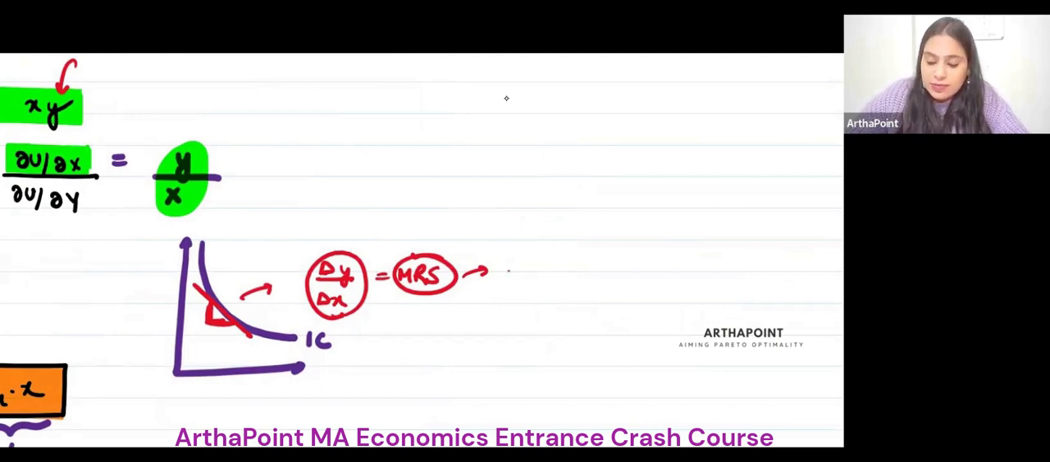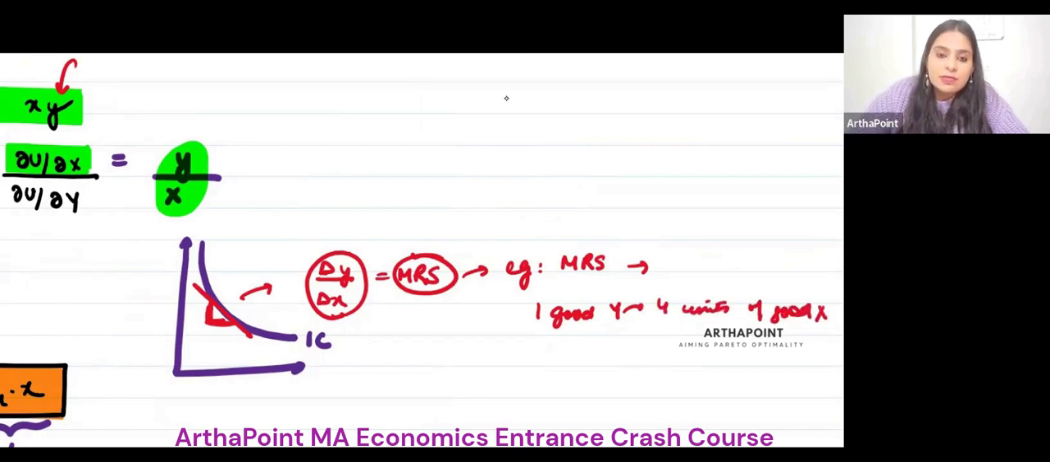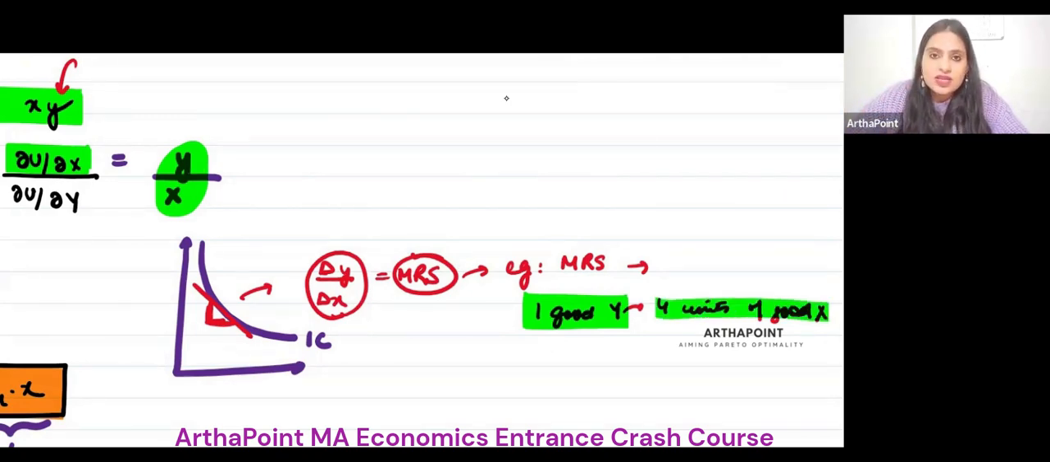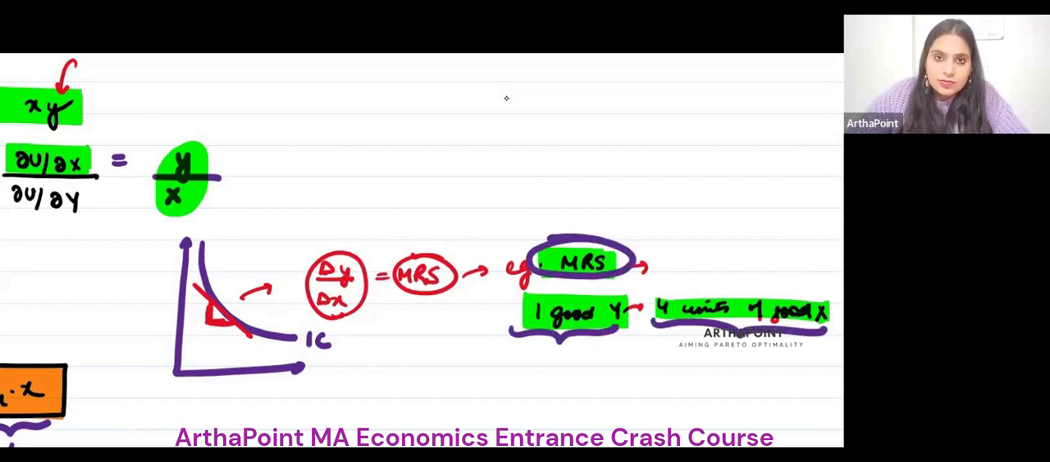So MRS basically tells me what is the rate at which you will be substituting one good for another. So for example, if I tell you that my MRS is 1 unit of good Y for 4 units of good X, that means that if you want 1 unit of good Y from me, then you will have to give me 4 units of good X in exchange. So the rate at which I will substitute one good for another, how many units of one good I am willing to give in exchange of the other good, that is called MRS.